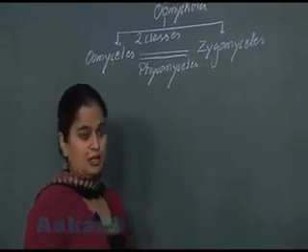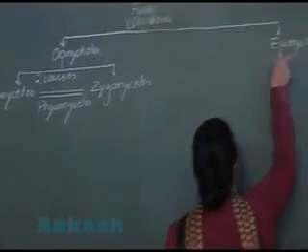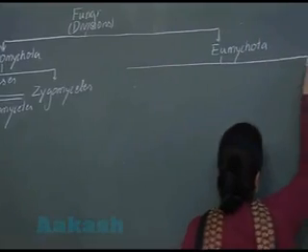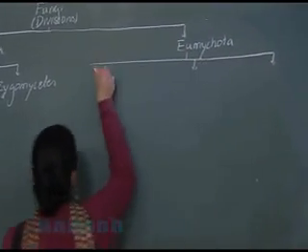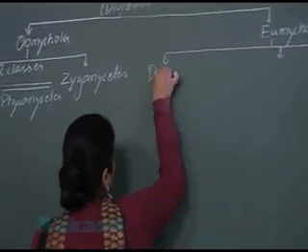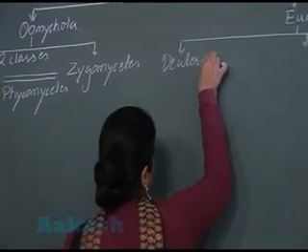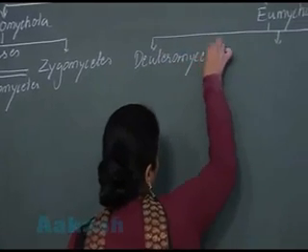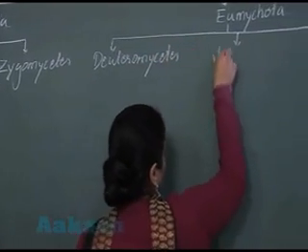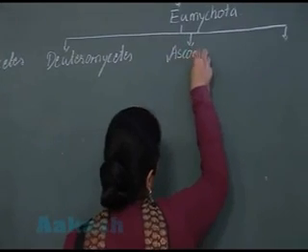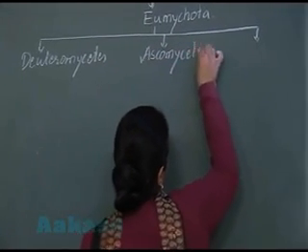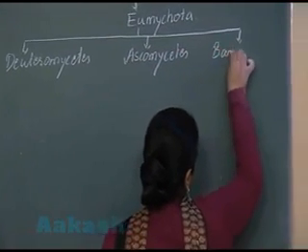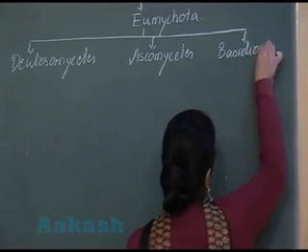Right. Now Eumycota is divided into three classes. That is Deuteromycetes, Ascomycetes, and Basidiomycetes.